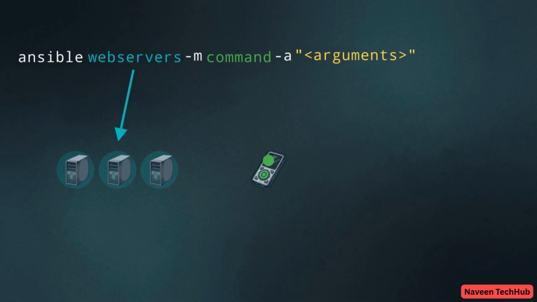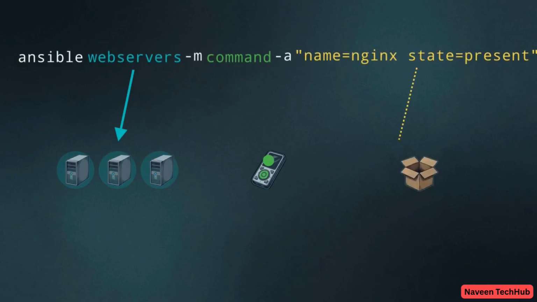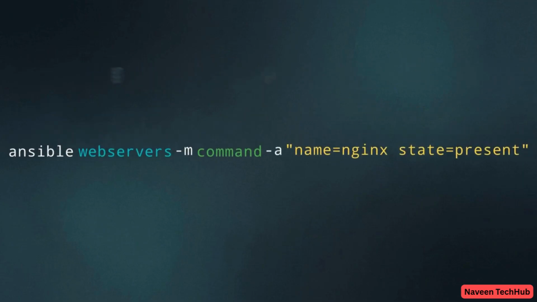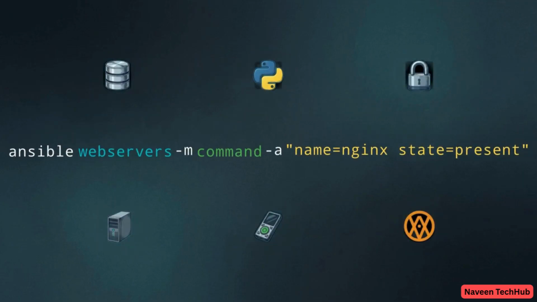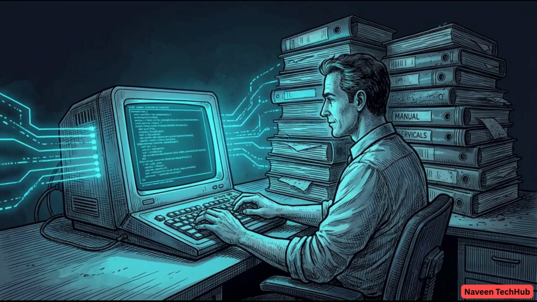Finally, we have the arguments, triggered with -a. These are the specific instructions you feed into that tool. For example, if your tool is a software installer, your argument tells it exactly which software to install. Grasping this single pattern allows you to apply the same logic to hundreds of different modules, saving you from having to learn the unique quirks of every individual server command.